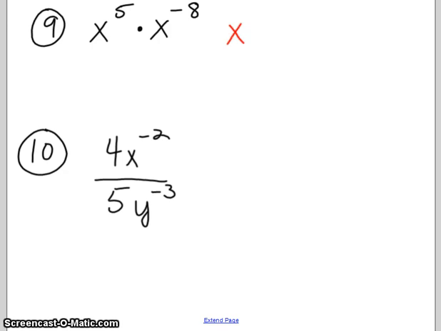Remember, when you're multiplying exponents, you add them. So 5 plus negative 8, you get x to the negative 3, or 1 over x to the 3rd.